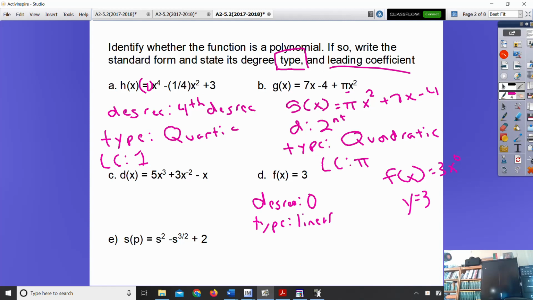Leading coefficient? 3. The only thing, what else could it be? Could it be anything else? It's got to be 3. All right, so that's identifying polynomials. How are you supposed to know the type?